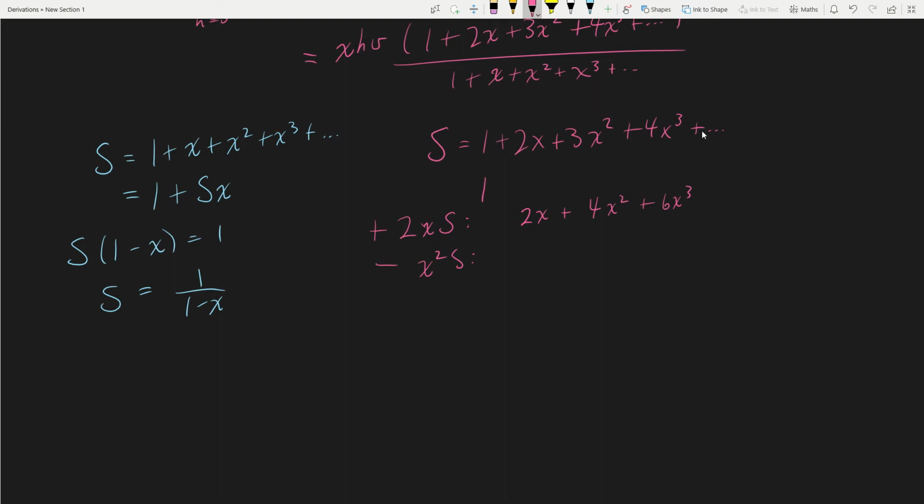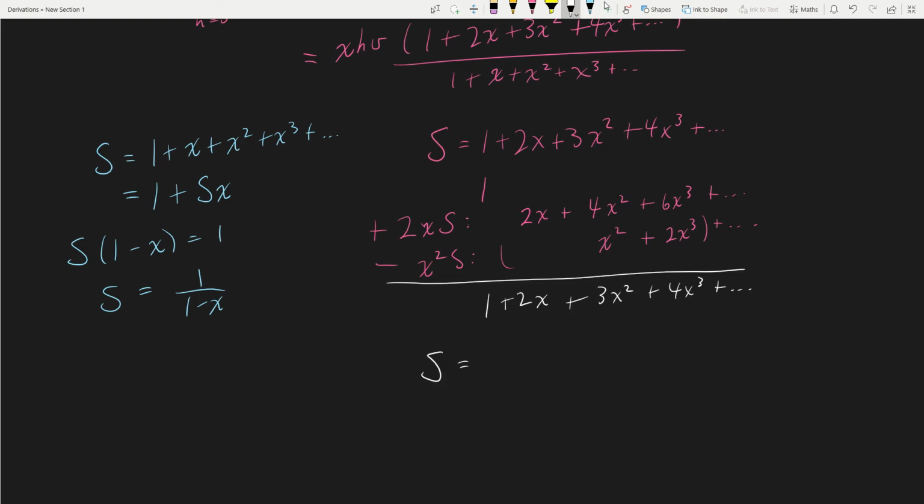And then minus x squared s, which is going to be minus x squared plus 2x to the 3, and so on. Just bear in mind that this is actually subtraction down here. So what do we get in the whole thing? Let's do that line again. We get 1 plus 2x plus (4 minus 1 is) 3x squared, plus (6 minus 2 is) 4x cubed. So we can see we got the same thing back.